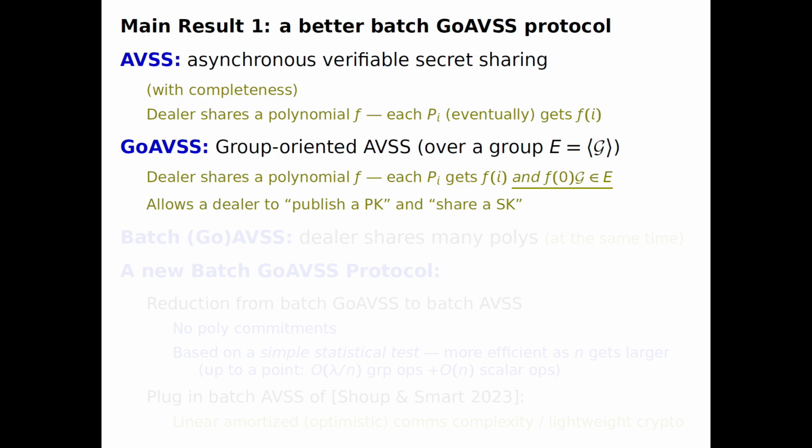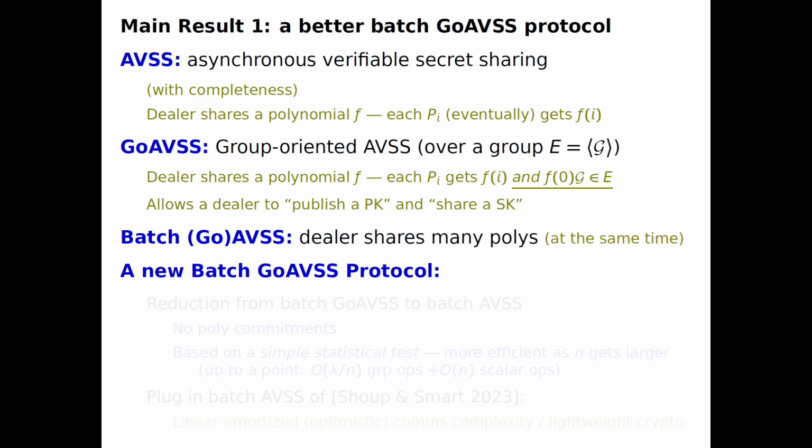But that's like putting implementation before specification, right? This is what you need. You don't need Pedersen commitments or any kind of commitment. I'll get to what our result is in just a sec, but we can have AVSS and then group-oriented AVSS, and then you can have batch versions of that, where in a batch version you're going to do this 10,000 times in a batch, okay? Either for AVSS or Go AVSS.